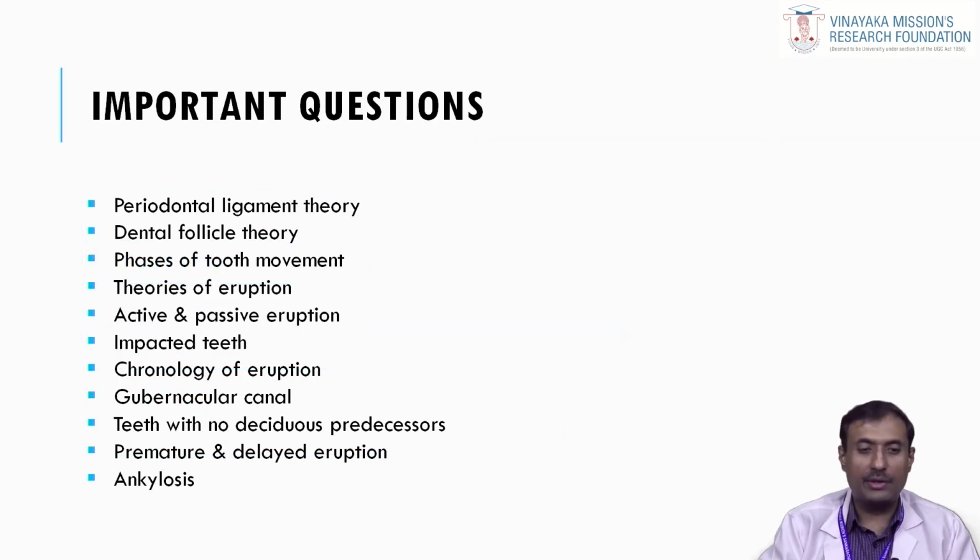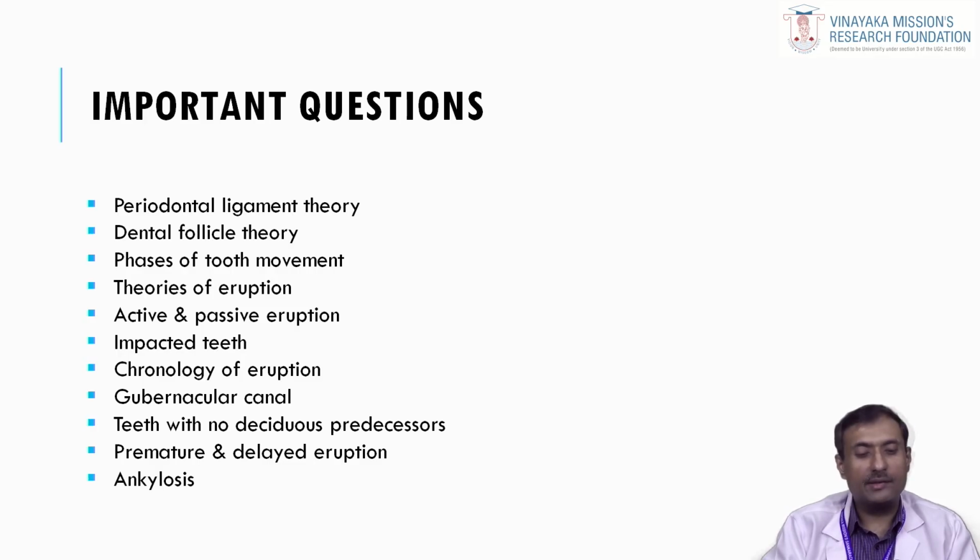Now this slide shows the important questions that can be asked on the eruption of teeth. As I mentioned before, theories of eruption is an important question, the fourth bullet point. Specifically, they can ask about the periodontal ligament theory and the dental follicle theory. The reason the dental follicle theory is not accepted is that there are cases where the dental follicle was surgically removed and the tooth was not able to erupt. So that is one of the reasons the dental follicle theory was not accepted, and why they ask this as an important question.